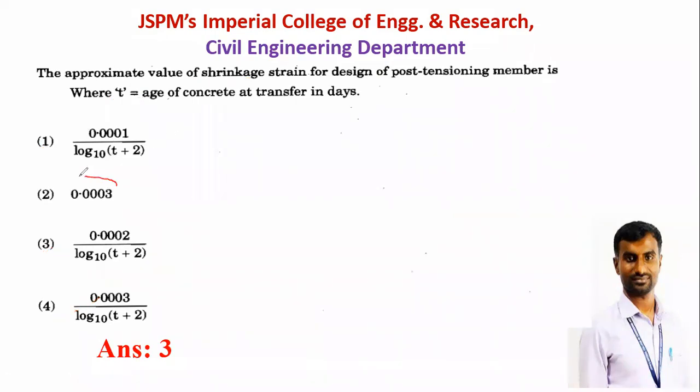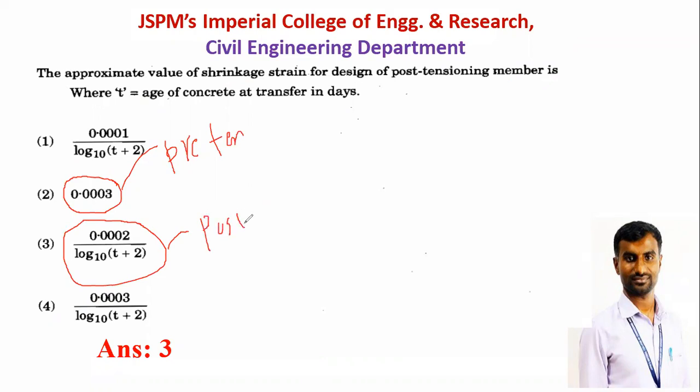Now, 0.003 is the shrinkage strain in pre-tensioning. This is the value for pre-tensioning. Whereas 0.0002 divided by log 10 of (T plus 2) is the value of shrinkage strain in post-tensioning. Now, if you have to find the loss, you multiply E into the shrinkage strain, and you will get the corresponding loss. These are the two values.